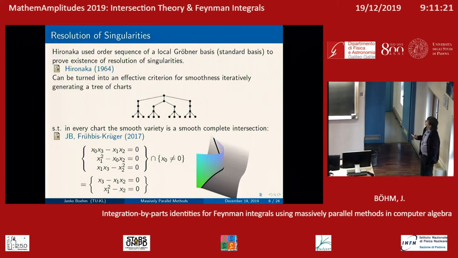So we developed a smoothness test based on that idea and on algorithmic versions of resolution of singularities, which I will discuss in a second. That writes every smooth variety locally as a smooth complete intersection. For example, if you take these three equations, they define a curve in projective three-space. It's one equation too much, more than you would expect. But if you go to an appropriate open subset, it's a complete intersection of two equations, and you see the two hypersurfaces, and the curve is this black thing.